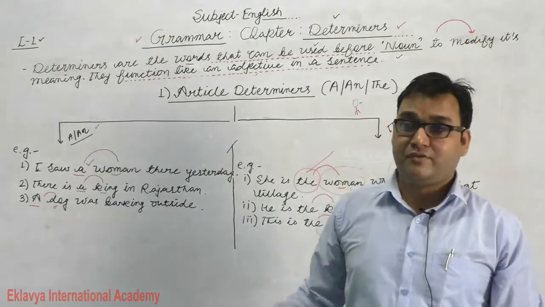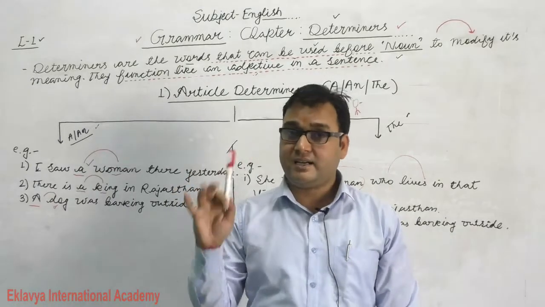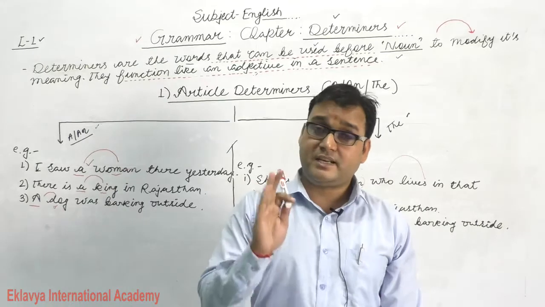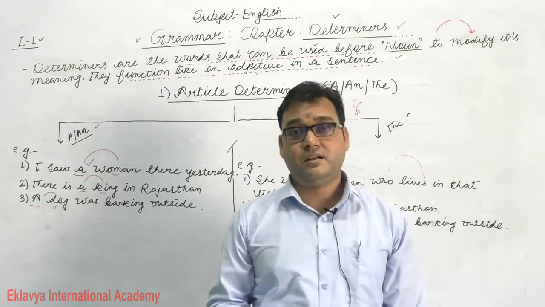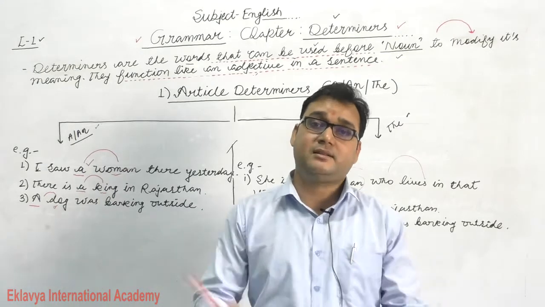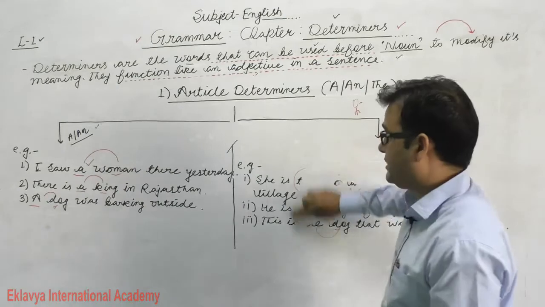Is it clear? Where the position of the noun is indefinite, we'll use the article a or an as per the sound, or where the position of the noun is definite, we'll use the article the. We'll use the article as per the situations and circumstances. Okay, let's write some more things.